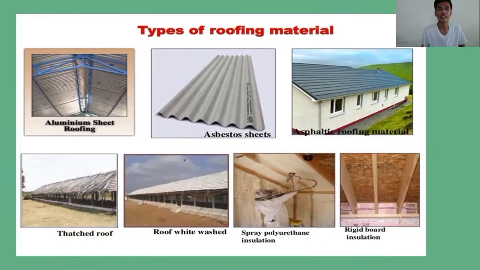Types of roofing material: aluminum sheet roofing, asbestos sheets, asphaltic roofing material, thatch roof, roof whitewashed, spray polyurethane insulation, and rigid board insulation.